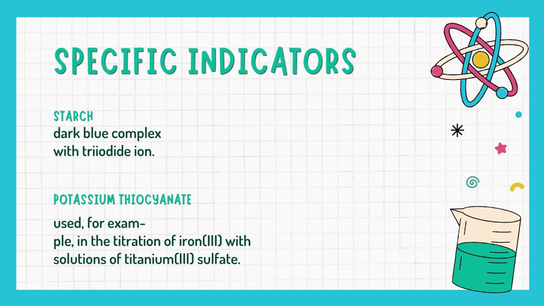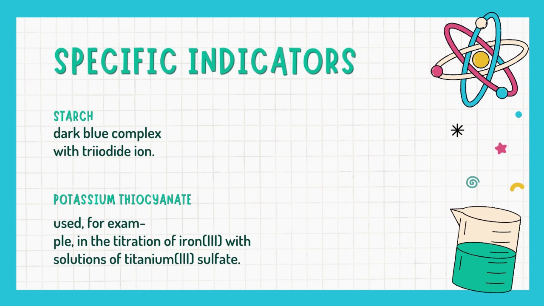Now, let us move on to our second one, and these are the specific indicators. Starch is one of the most common specific indicators, which forms a dark blue complex with triiodide ion. This complex signals the endpoint in titrations in which iodine is either produced or consumed.